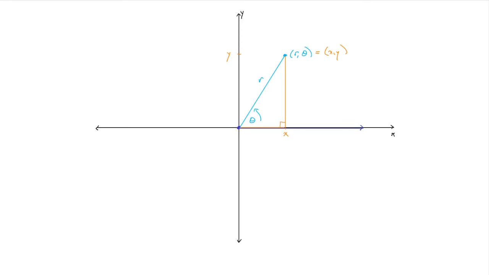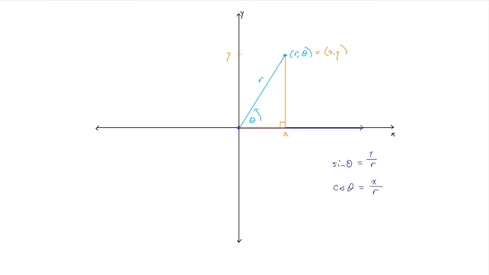And those distances x and y have a relation to the distance r and the measure of the angle theta through right triangle trigonometry, which tells us that the sine of theta is the opposite divided by the hypotenuse. The side opposite the angle theta is the length y, and the hypotenuse has length r, so the sine of theta is y over r.